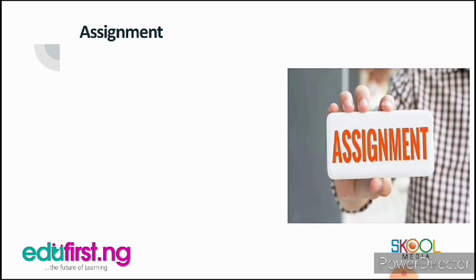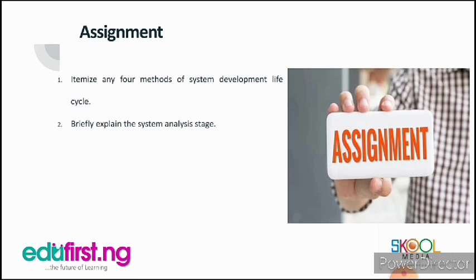Now the assignment. The first assignment is to itemize any 4 methods of system development life cycle. 2, briefly explain the system analysis stage. 3, state two each of the advantages and disadvantages of system development life cycle. Submit to gmail.edfirst@gmail.com.